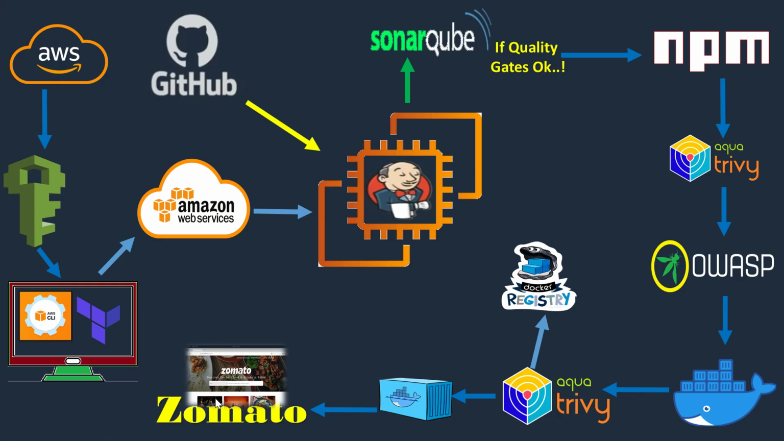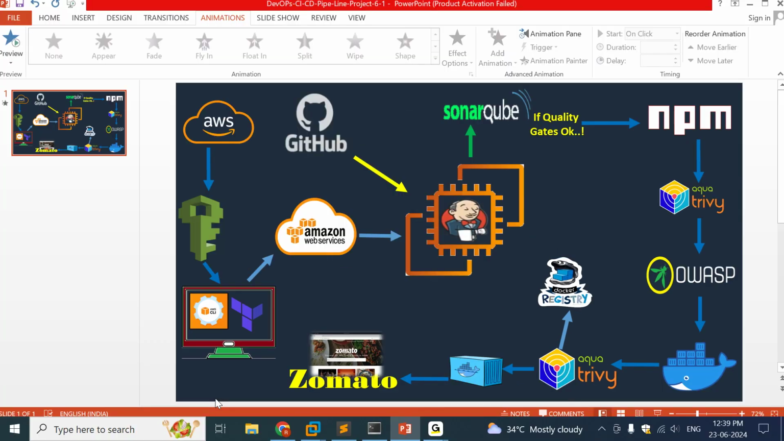This is the process, guys. For executing this project, we are using tools: Terraform, AWS CLI, Jenkins, SonarQube, npm, Trivy plugins, OWASP software, and Docker also we are going to install. And of course, some others we are using indirectly, Java and Git also, guys. This is the process.